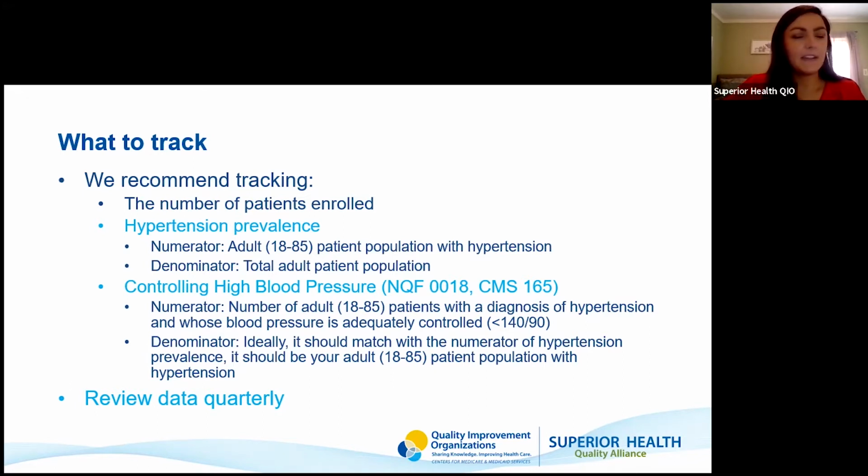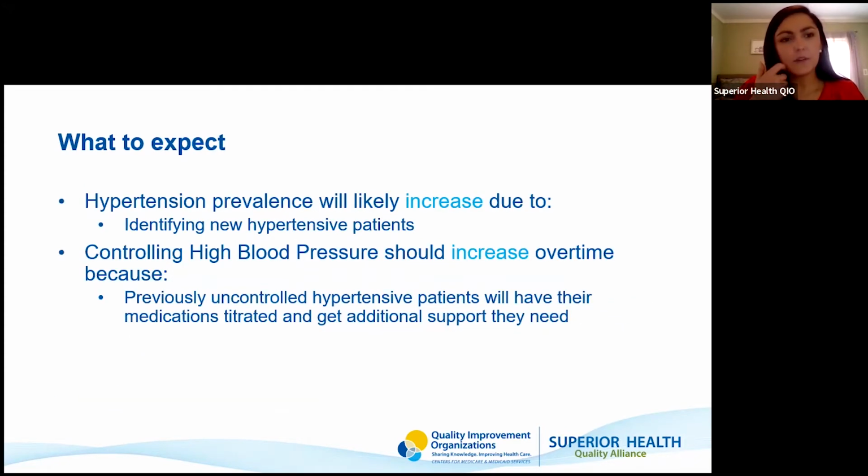We suggest looking at that data quarterly and just keeping track of what you're seeing and how things are changing. What you can expect with some of those numbers is that initially your hypertension prevalence will likely increase due to identifying new hypertensive patients. Once you're sending patients home, maybe they have that masked hypertension, which we've talked about, which is when your patient is in your office and isn't showing signs of hypertension, but when they're at home, they do have that elevated blood pressure. So you're going to identify patients through that, which will make hypertension prevalence actually increase.